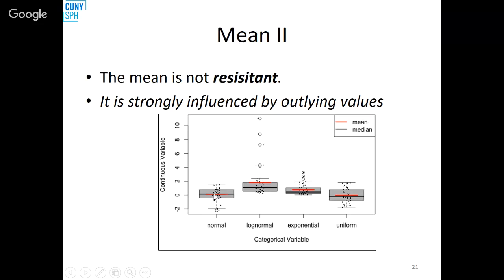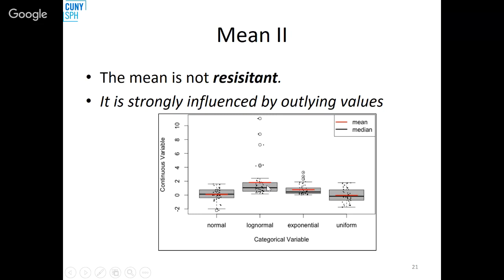And I put in red here the mean. So you can see that in this normal distribution, it's symmetric. The mean and the median are essentially the same, right on top of each other. The second distribution is called a log normal distribution. And that means that if you take the logarithm of these values, you'll get a normal distribution. Or if you take a normal distribution and exponentiate it, you get a log normal distribution. So this is an extremely skewed distribution.